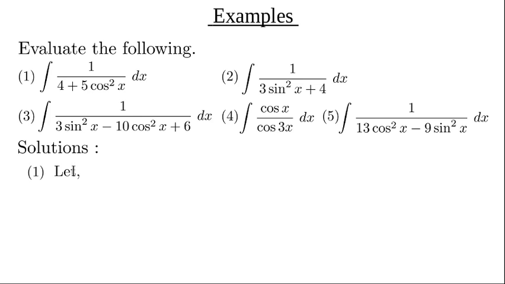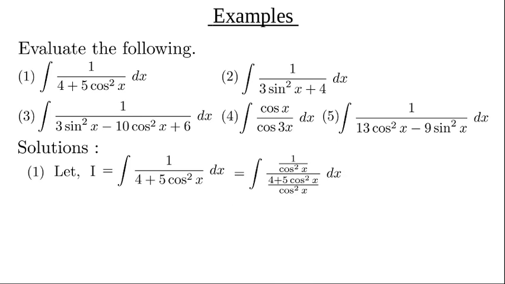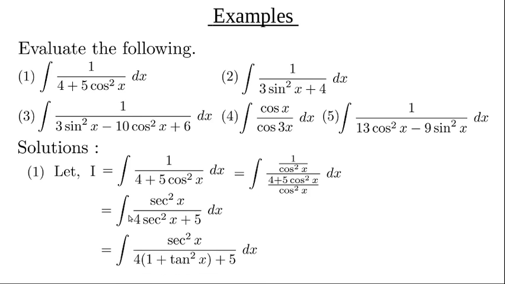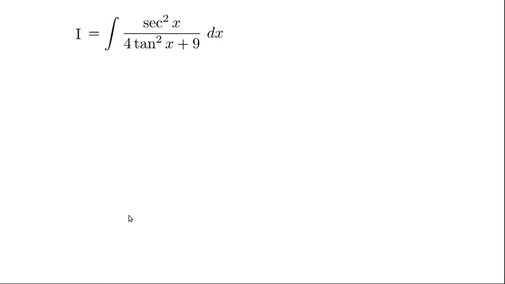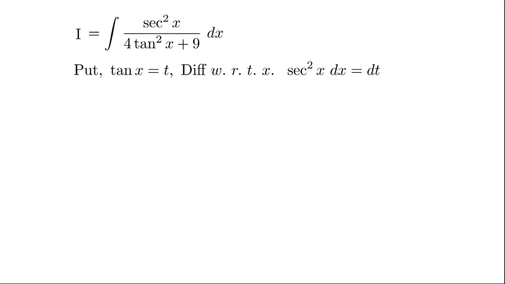First one, integration of 1 upon 4 plus 5 cos square x. Divide numerator and denominator by cos square x, and that becomes integration of sec square x upon 4 sec square x plus 5 dx, only in the denominator. This sec square x is replaced by 1 plus tan square x, and open the bracket and simplify. That gives you integration of sec square x upon 4 tan square x plus 9 dx, and now put tan x equal to t, so sec square x dx will be dt.